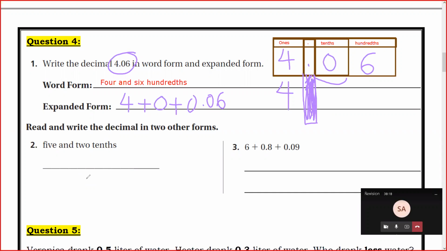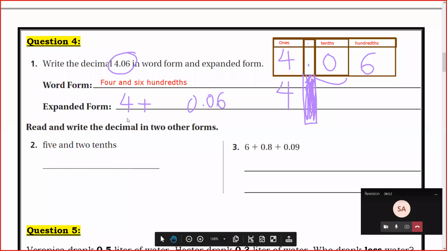Is it clear? Before that, did you take another way? I didn't take it in the expanded form. And here I think the expanded form is 4 plus 0.06. Yeah, without the 0. We can cancel the 0. But I mean, just to understand. Yeah, that's how I heard it.